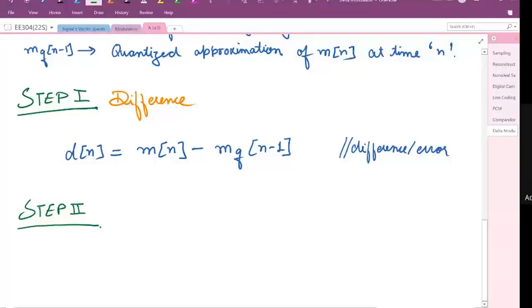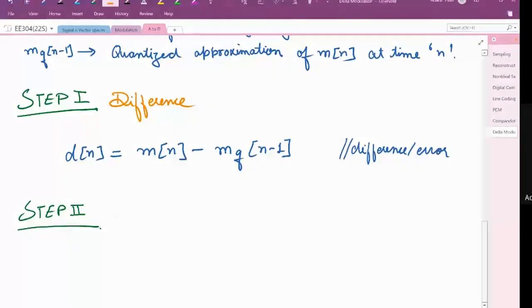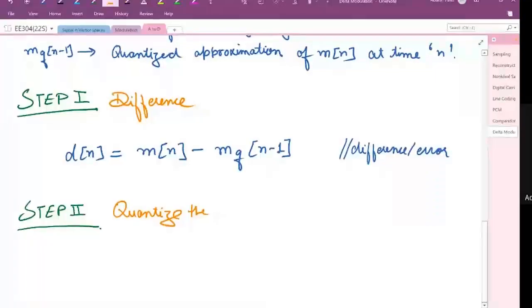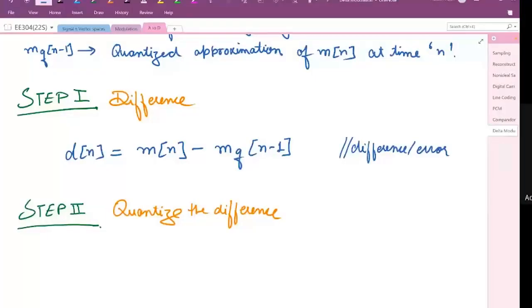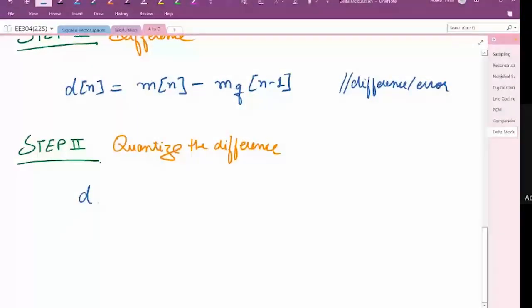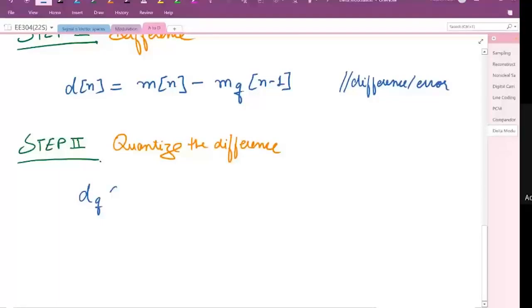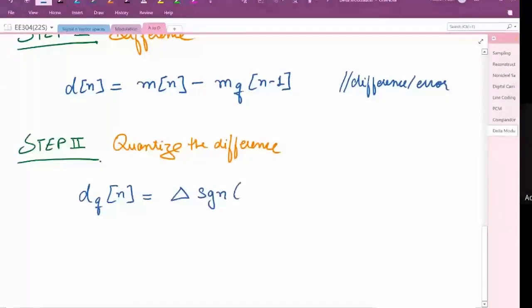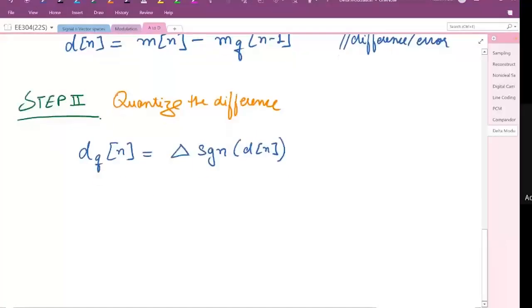Then we do step 2, that is quantizing the difference. This is dqn, the quantized difference, which is del times the sign of dn. Whatever dn we have calculated, we multiply it by the step size del and then by the signum function.